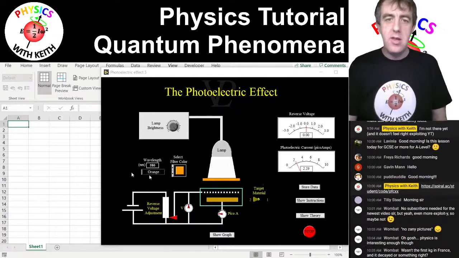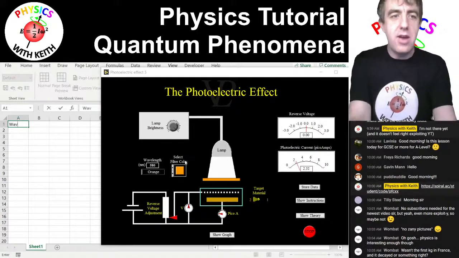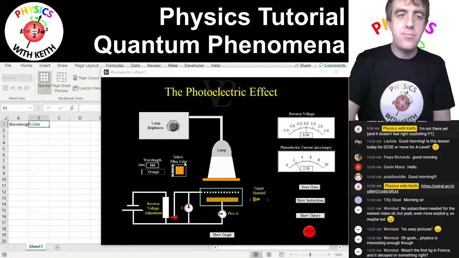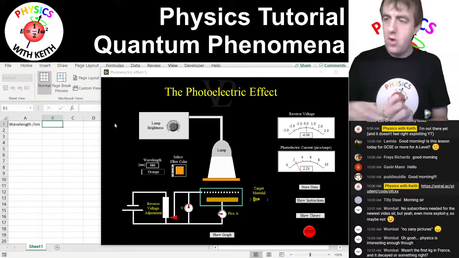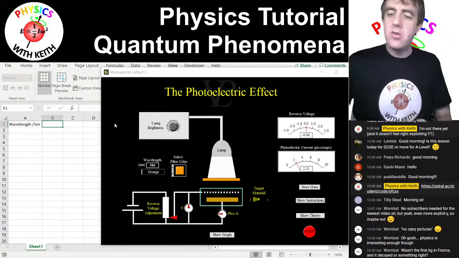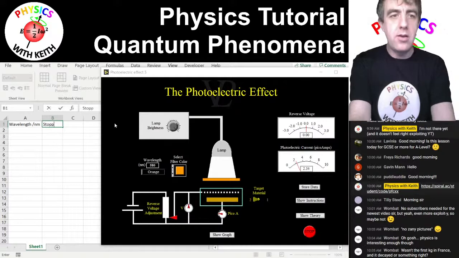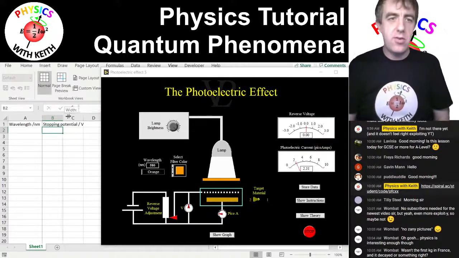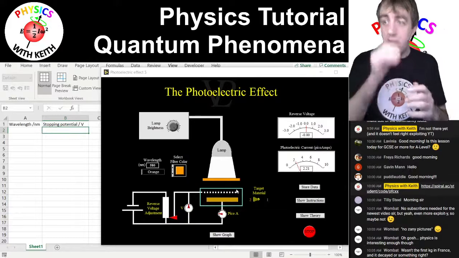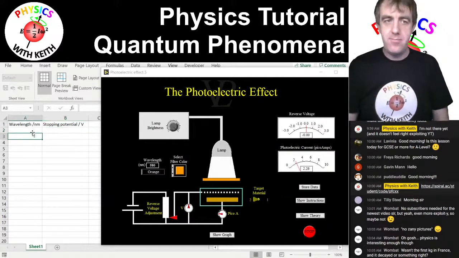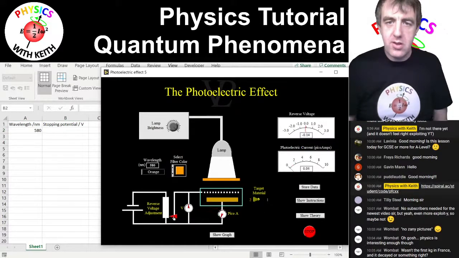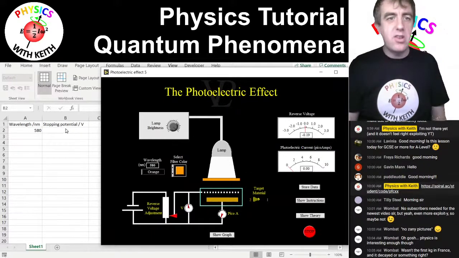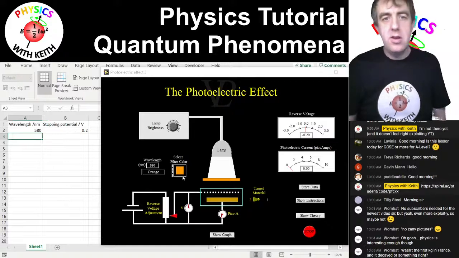So I'm going to record the wavelength, in nanometers, of the electromagnetic radiation arriving at the surface. I really hope you can see that text. And then I'm going to record the stopping potential in volts. Remember, that's the potential difference across that surface that stops those photoelectrons completing the circuit. We're going to start with 580 nanometers. Let's just fiddle with this and see what the stopping potential is. Okay, I'm going to make that 0.2. That's close enough.